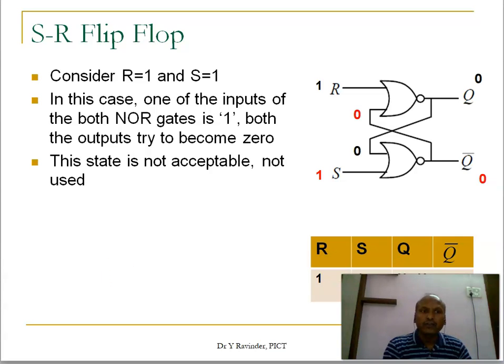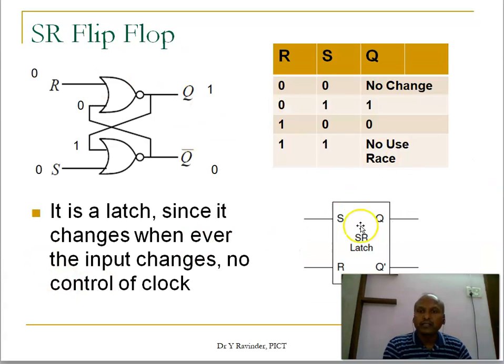Then we try to represent this by a simple diagram, by a block, which has input S and input R, output Q and Q's complement. There is no control. So that is why it is called a latch. Why is it called a latch? Because as soon as this changes, irrespective of any other input, there are no other controls involved in this.